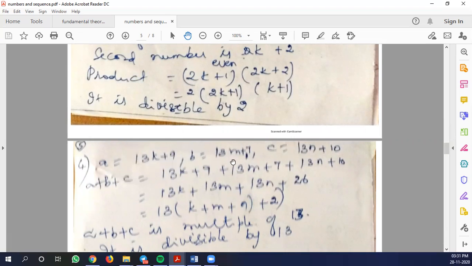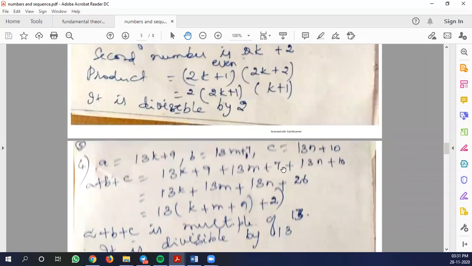Then the second number is again divisible by 13, so you take this as 13m plus the remainder 7. So 13m plus 7. Another number is 13n plus the remainder 10, so 13n plus 10. Now what is a plus b plus c? I am writing 13k plus 9, 13m plus 7, plus 13n plus 10. Now 13k, 13m, 13n, and if I add 9 plus 7 plus 10, it is 26.